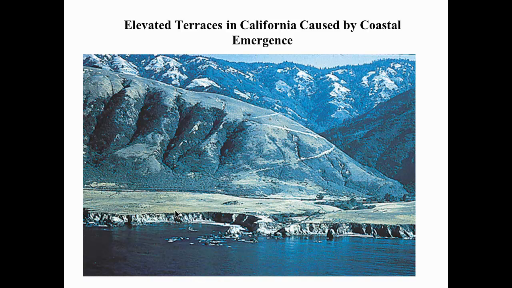Here, for an example, we see elevated terraces along the coast of California, again caused by coastal emergence. At one time, these terraces were within the surf zone, where they were planed by the surf, but then afterwards uplifted, as shown in this particular photograph. Again, notice that there's no beach or very little beach at these particular locations.